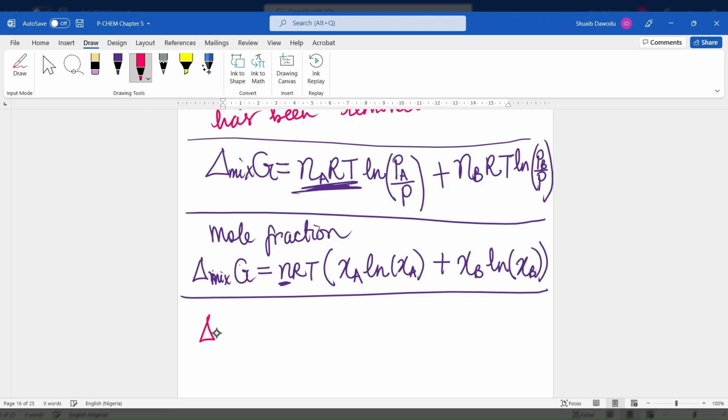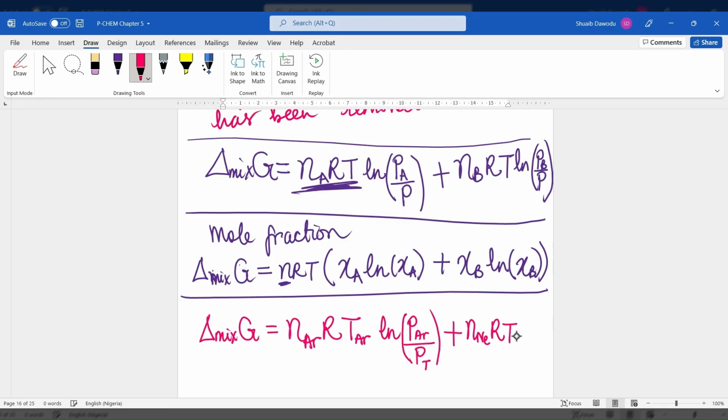So rewriting this formula to match our work, the Gibbs energy of mixing is going to be the number of moles of argon multiplied by the gas constant multiplied by the temperature of argon. The temperature is literally the same, it doesn't change at all. This is multiplied by ln of the partial pressure of argon divided by the total pressure, plus the number of moles of neon multiplied by R, multiplied by the temperature of neon, times ln of the partial pressure of neon divided by the total pressure. So that is what we have.